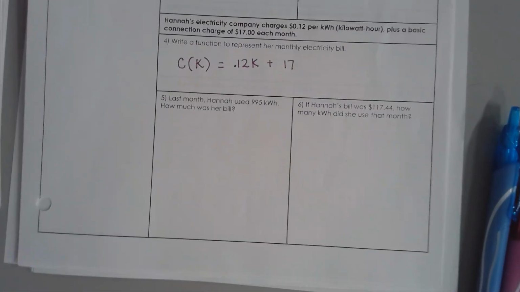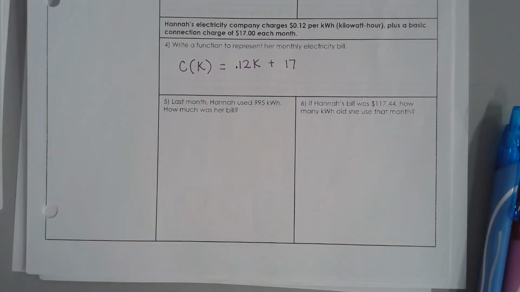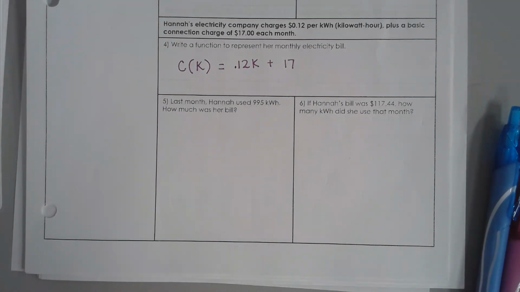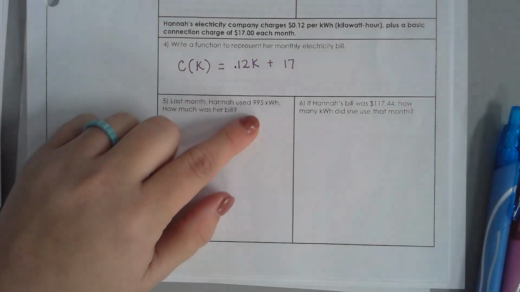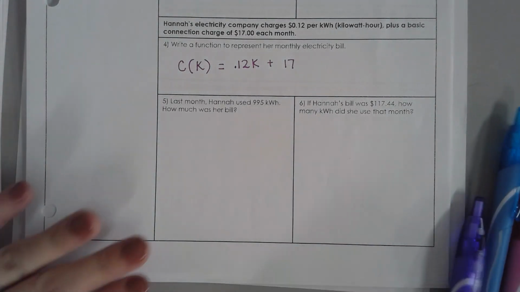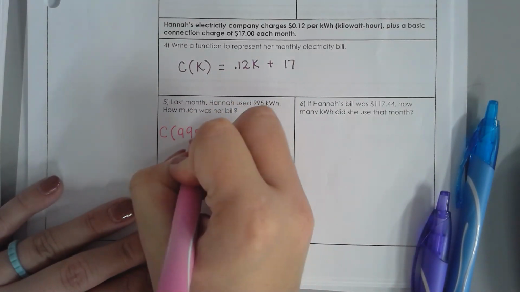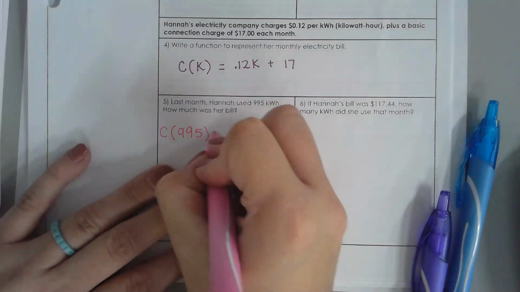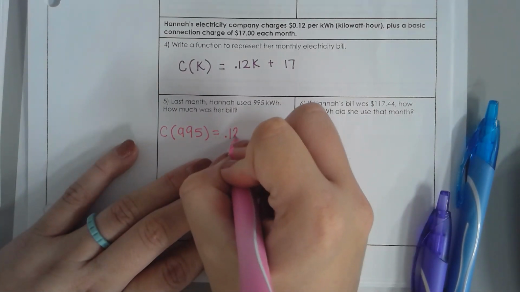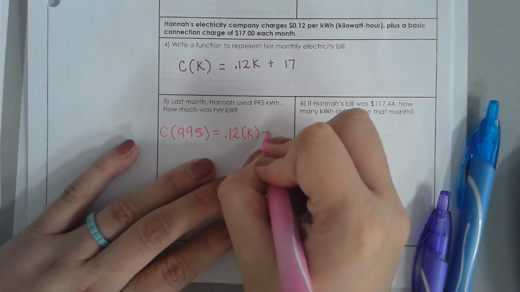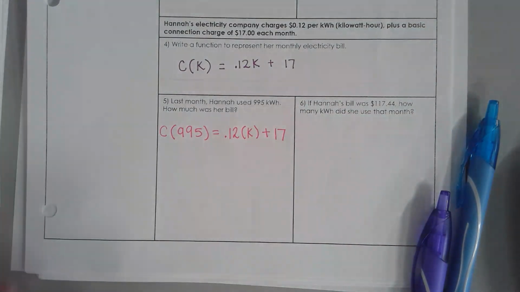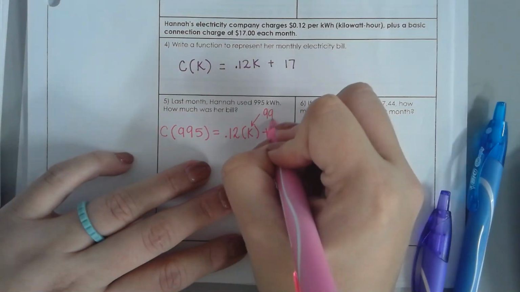So last month, Hannah used 995 kilowatt hours. How much was her bill? What are we plugging in and where? 995. Yep. 995 is the kilowatt hour, so that goes in for K. So the cost for 995 kilowatt hours equals 0.12 K plus 17, and I need to plug in 995 there.